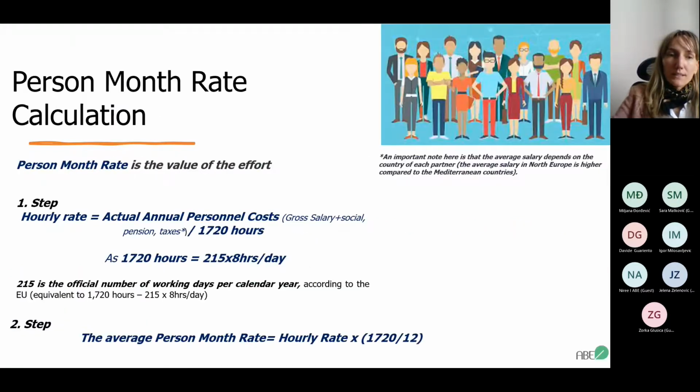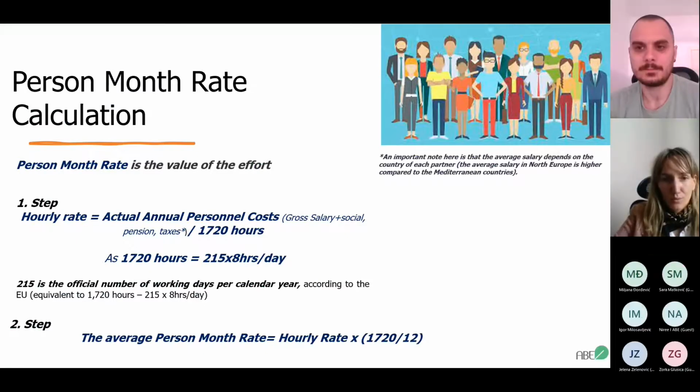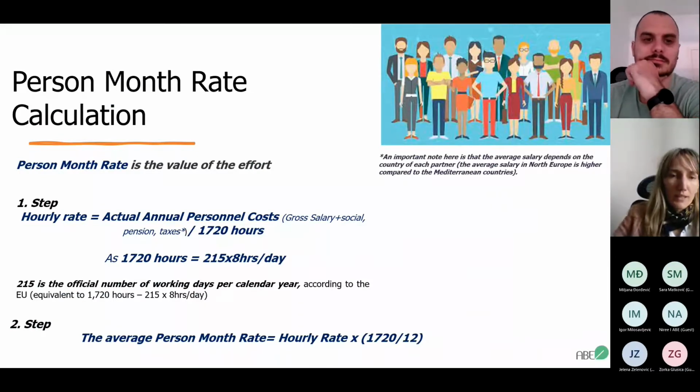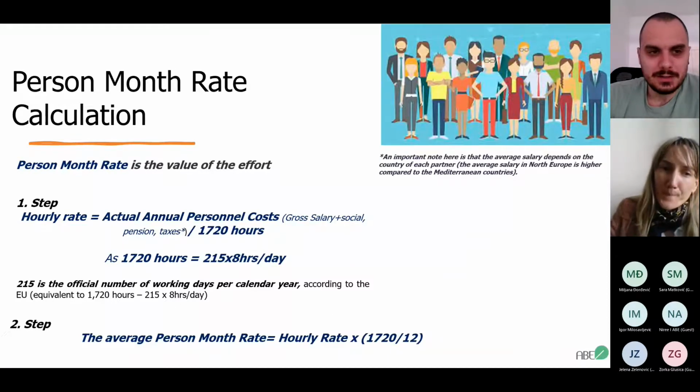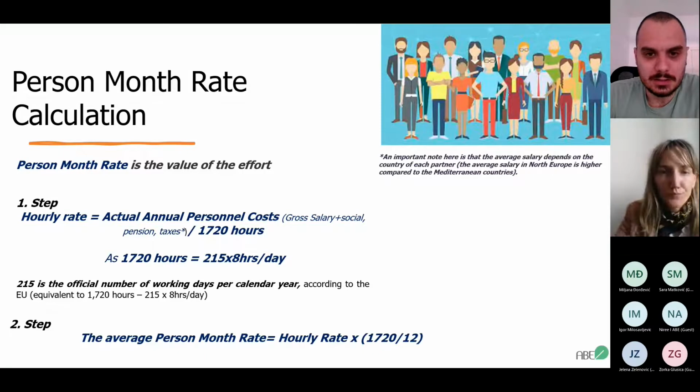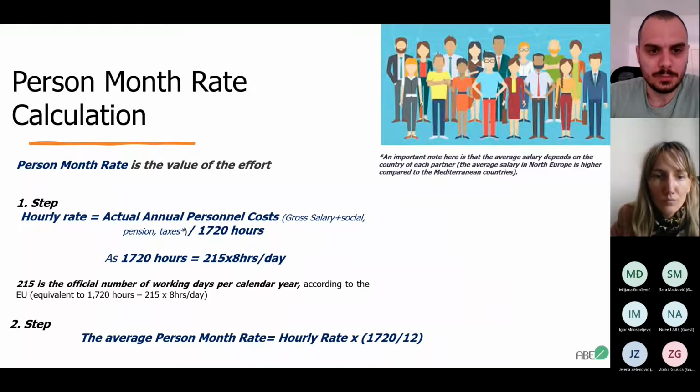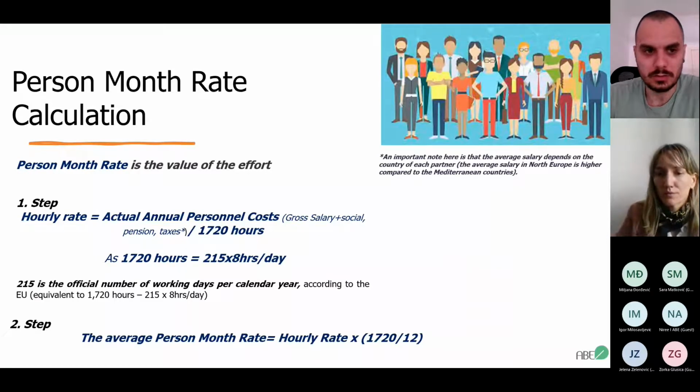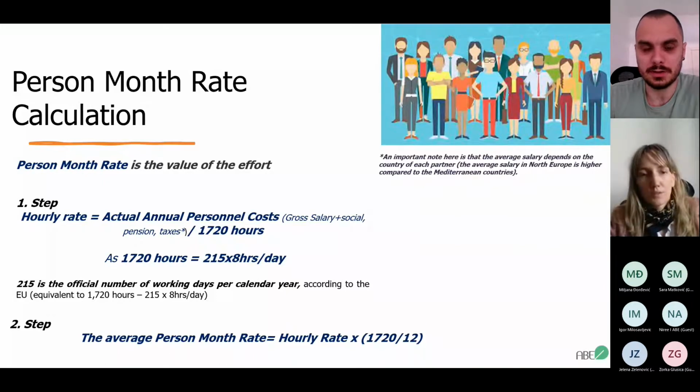So next, we have the person month rate calculation. My colleague Davide Guariento will join me here to present this calculation more deeply. Hello, everybody. Yes, as Maya has already mentioned, this can be done in mainly 3 different ways. Here we are presenting the most common and simplest way to calculate a person month rate. The first step is to calculate the hourly rate of specific personnel. This is equal to the actual annual personnel costs.